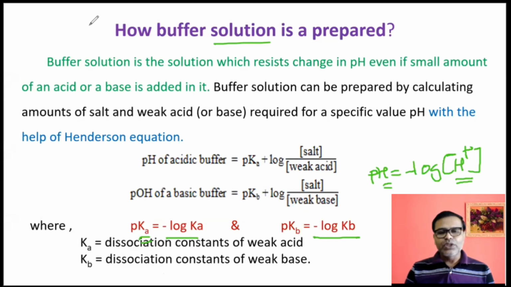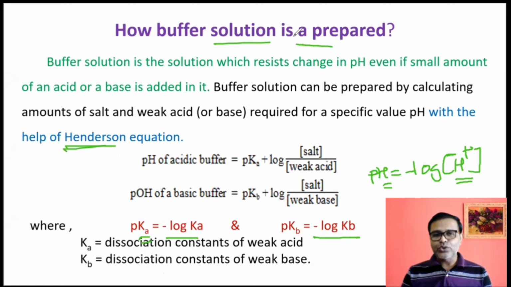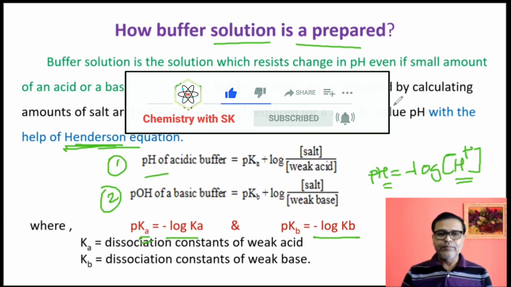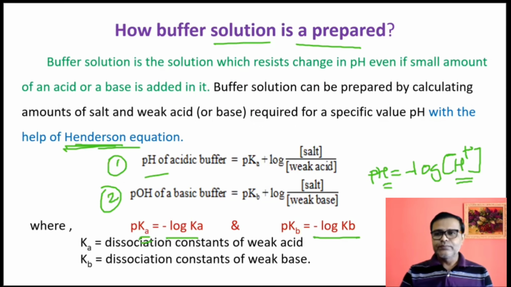So this is how a buffer solution is prepared. A possible question on this is how to prepare a buffer solution, and for preparing a buffer solution, which equation is to be used? The answer is the Henderson equation. What is that Henderson equation? These two are called the Henderson equations: the pH of an acidic buffer and the pOH of a basic buffer. That's it.